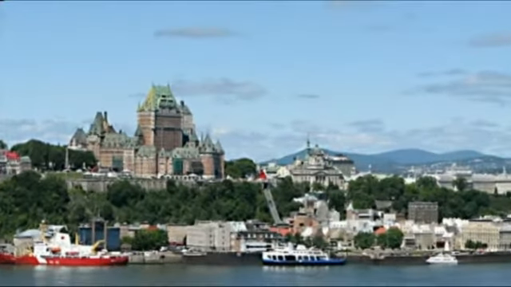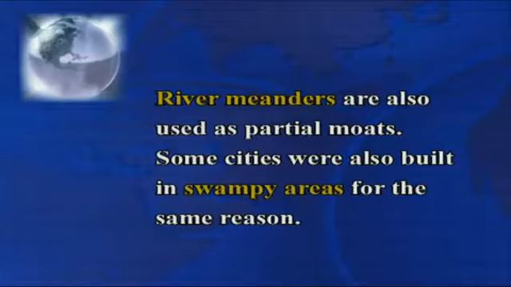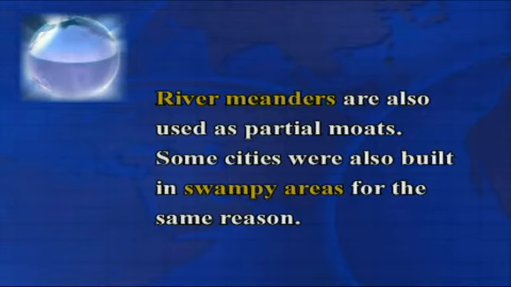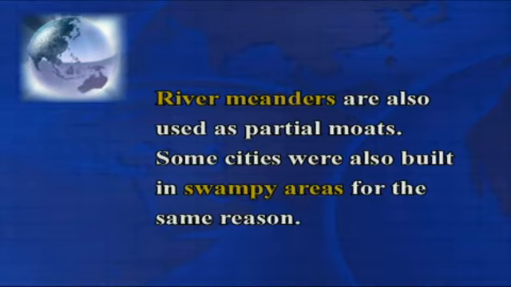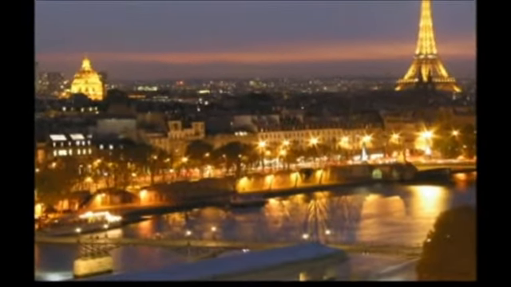Quebec City is one such example. River meanders are also used as partial moats. Some cities are also built in swampy areas for the same reason. Example, Paris.